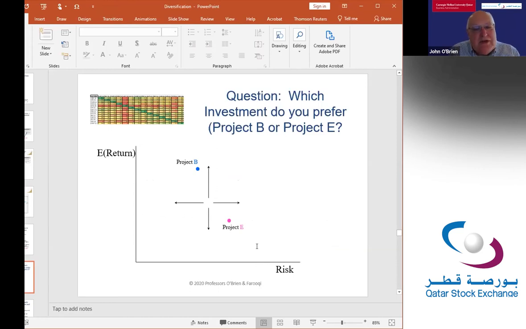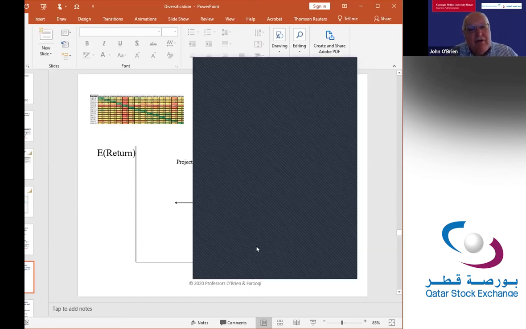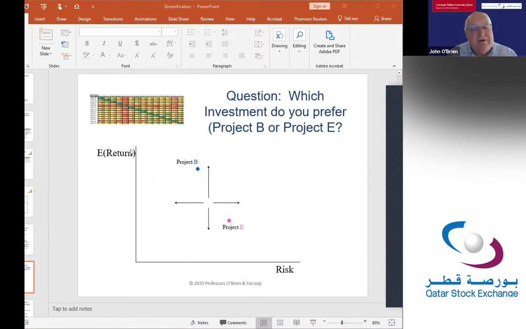So let me ask another question here, okay? Which investment project do you prefer, Project B or Project E? We're plotting both of these projects in a risk-return space. So on the y-axis here is expected return, and on the x-axis is risk or volatility of return, okay? So this is expected return, this is volatility of return. So which investment project do you prefer, if you could only invest in one?